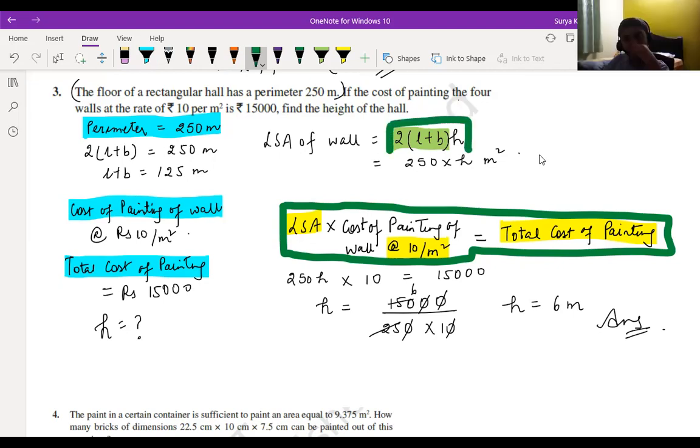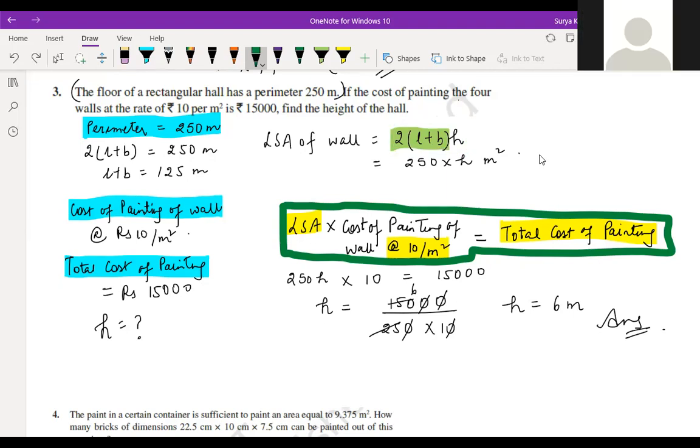Sir, if we add floor and ceiling, then it comes under TSA, right? Yes, if you add LSA plus floor and ceiling, then it becomes TSA. But here the question is asking only about 4 walls, okay? So LSA multiplied by the cost. This is not a different formula.